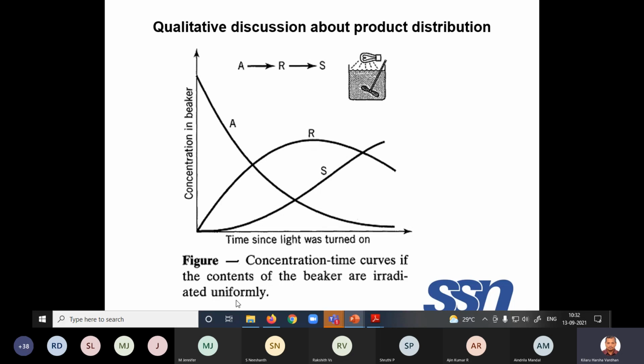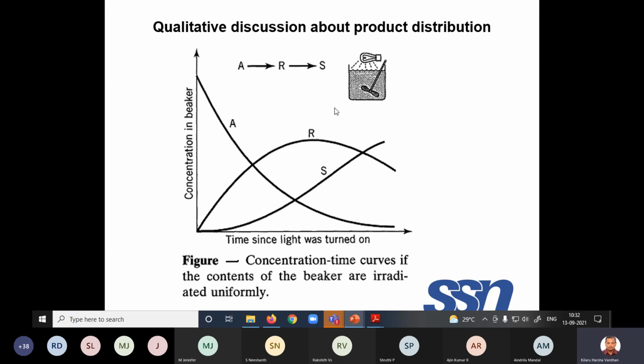If the contents of the beaker are irradiated uniformly, then these are the curves we get. But if you want your R to be maximum, you don't want a setup like this. How can I make R more? If you irradiate like this, then S also will be more. S is undesired, R is desired. So how can I make S less and R more?